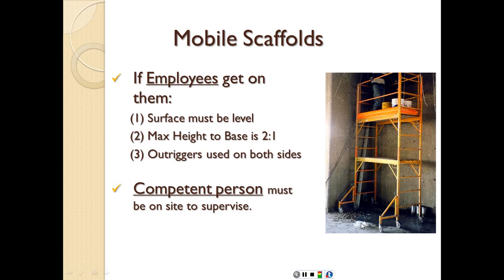scaffold. Now, if you're going to be working on top of a mobile scaffold like this, the surface must be level. The surface on which the scaffold is going to be moving must be level. The maximum height to base is going to be 2:1. Remember, in other platforms or scaffolds, we talked about 4:1. In this case, since this is going to be mobile or movable, then we're going to reduce that by twofold. So it's going to be only 2:1, and outriggers must be used on both sides in this case. A competent person must be on site to supervise.